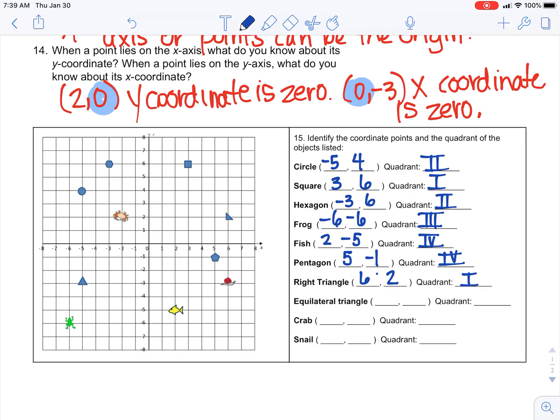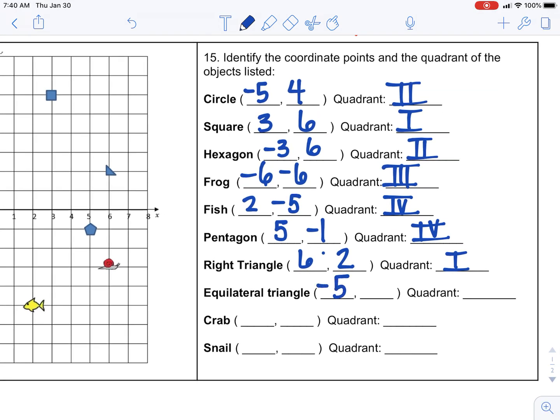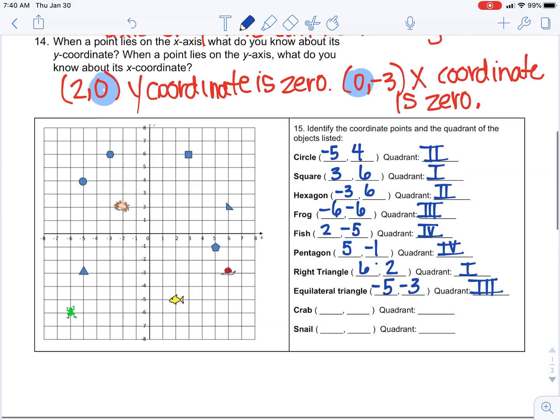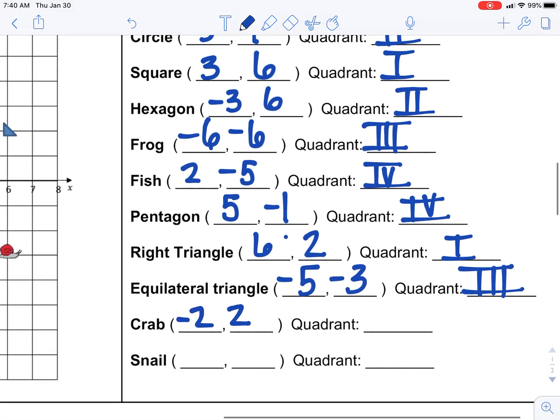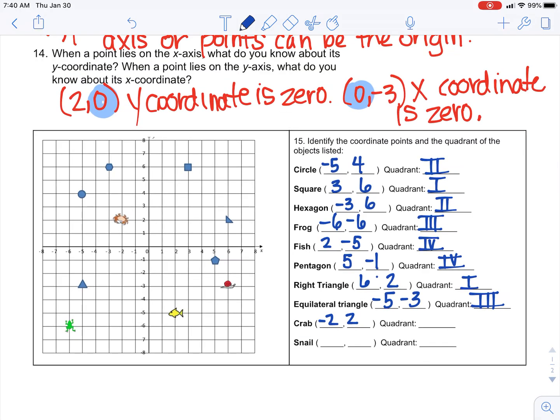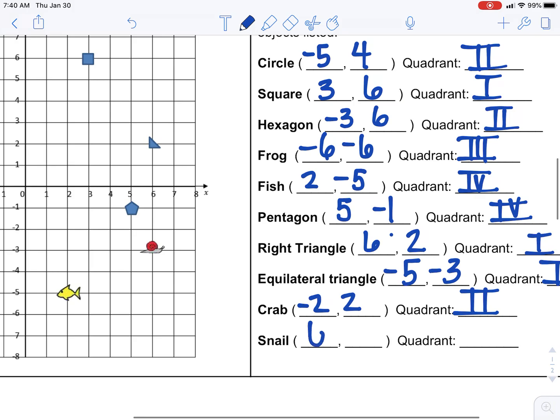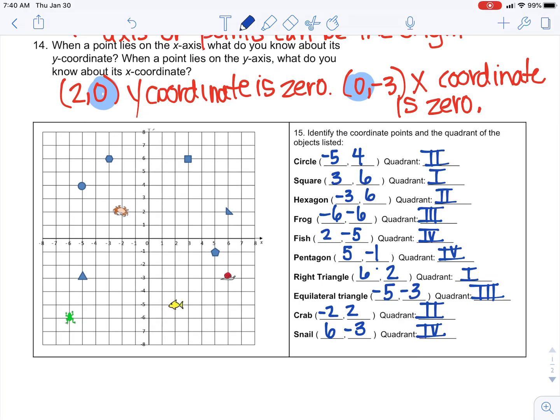The equilateral triangle is located at point -5, -3, quadrant 3. The crab is located at point -2, 2. Remember, you're always naming the x point first, and that is quadrant 2. And the snail is located at point 6, -3, quadrant 4. So when you are naming coordinate points, you make sure that you always name the x coordinate first and the y coordinate second, and then you can name the quadrant if it's asked.